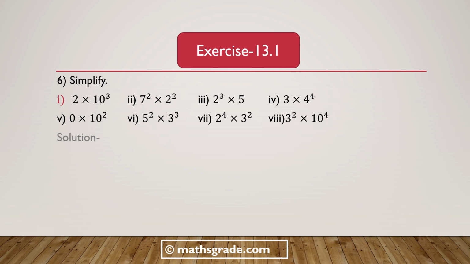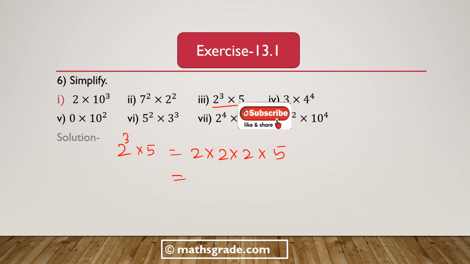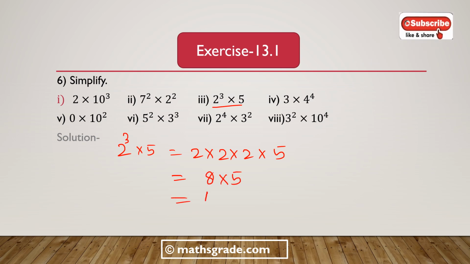Now we solve question number third bit 2 cube multiplied with 5. 2 cube means 2 multiplied 3 times. 2 multiplied by 2 is 4. 4 multiplied by 2 is 8. 8 multiplied by 5 is 40. So value of this exponential number 2 cube multiplied with 5 is 40.